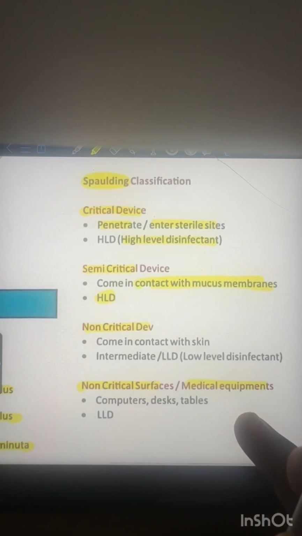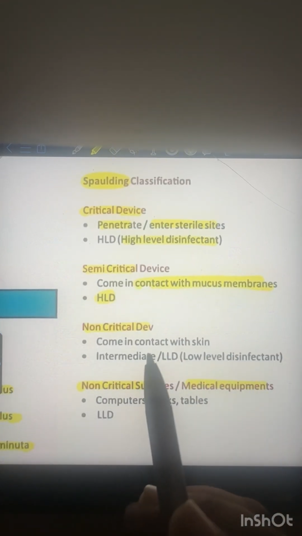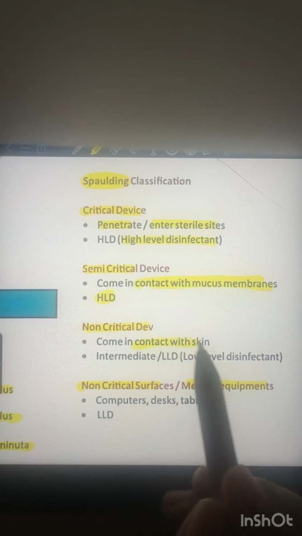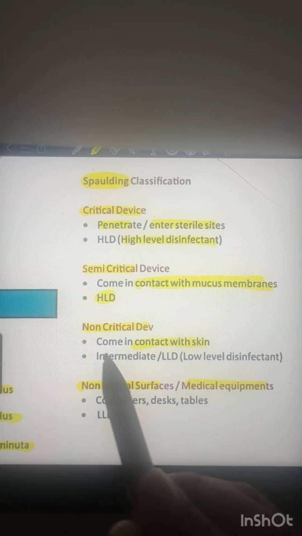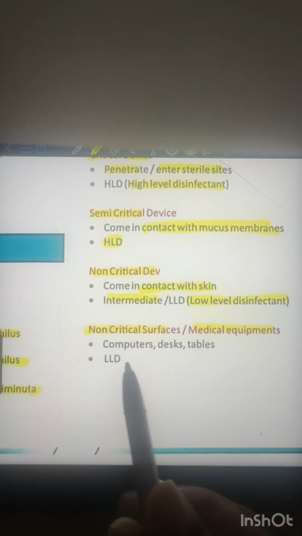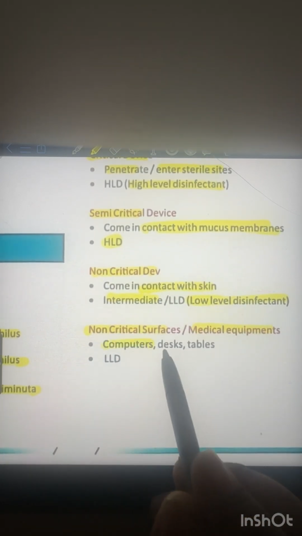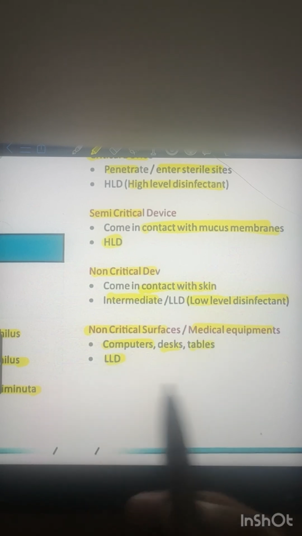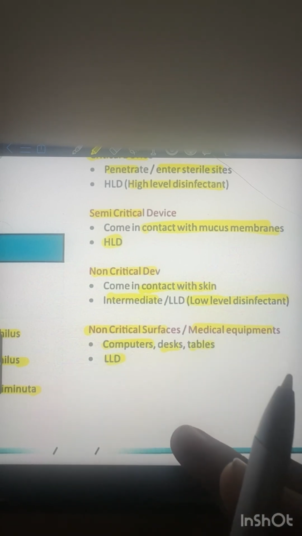Non-critical device means something that is just coming in contact with the skin. Now, for that, you don't need a high-level disinfectant. Intermediate or low-level disinfectant will be good to go for a non-critical device. What is non-critical? Something coming in contact with the skin. Remember device, because non-critical surfaces would be my table, my computer screen, any shelf. That's a surface. And for that, you can use a low-level disinfectant.